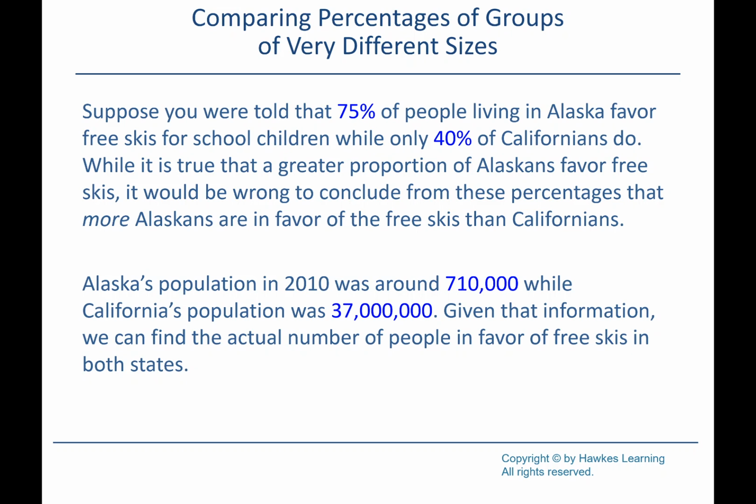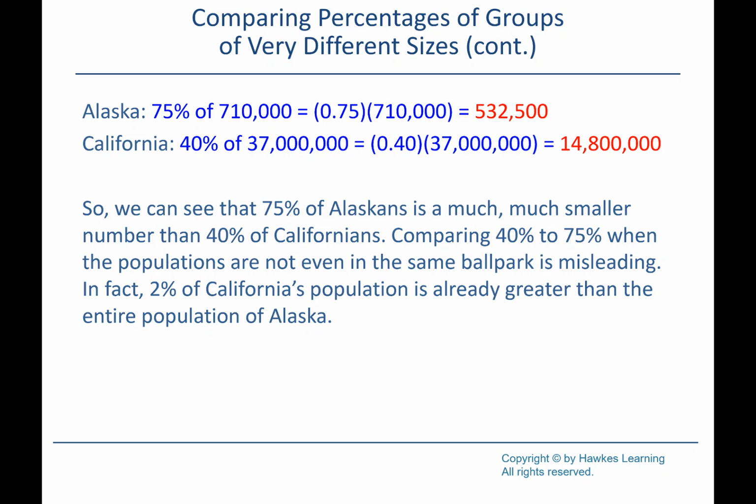So it says in 2010, Alaska's population was about 710,000. California's population was about 37 million. So quite a difference in size there. Then let's figure out actually how many people were in favor in each of these states of these free skis. 75% of the people in Alaska would be about 532,000 people. But 40% of the people in California would be almost 15 million people.